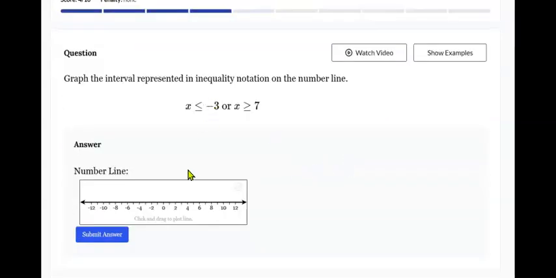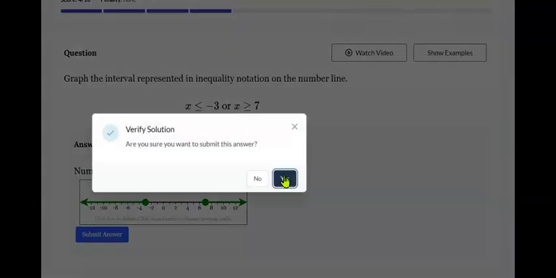Now let's plot this on the number line. I can be any number that's less than or equal to -3. I go to -3, I click and hold, and drag my finger to the left until I see an arrow. This circle should be solid because the symbol has an equal to sign. Now the other one says I can be anything greater than or equal to 7. Click on 7 and hold till I see the arrow.